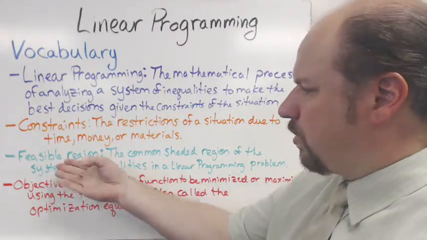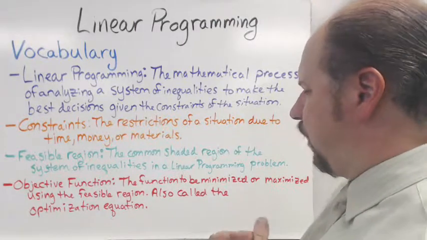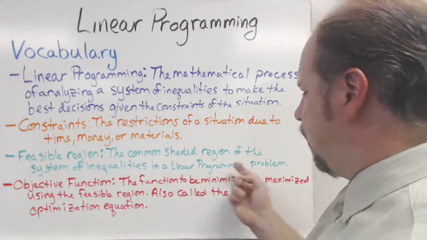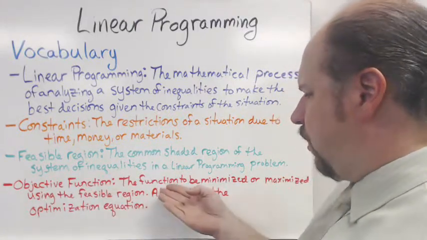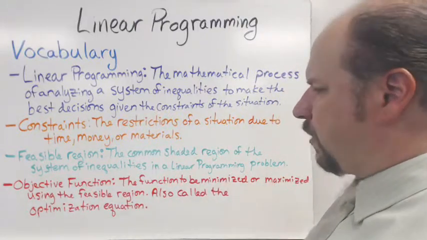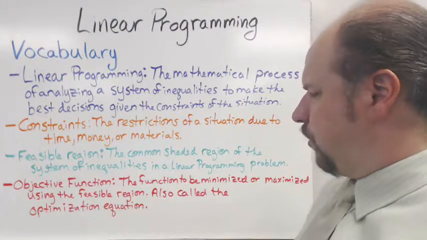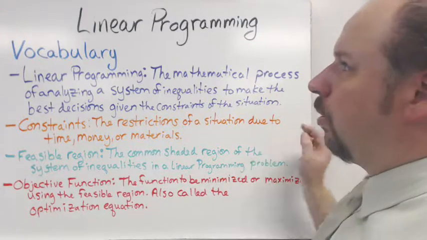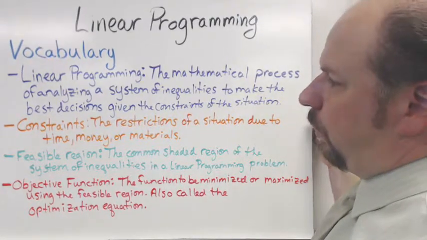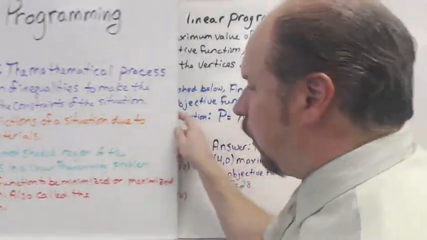Okay. So the feasible region is the common shaded region of the system of inequalities in a linear programming problem. And the objective function is the function to be minimized or maximized using the feasible region. It's also called the optimization equation. Hopefully that vocabulary will help you out as we continue here.